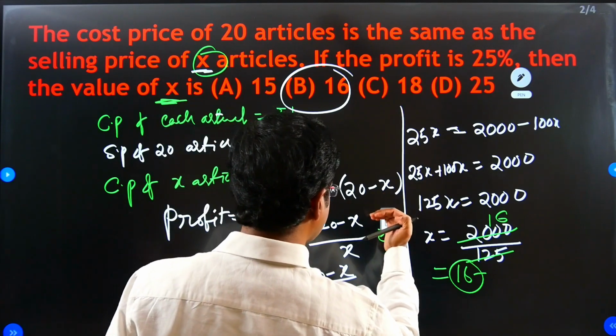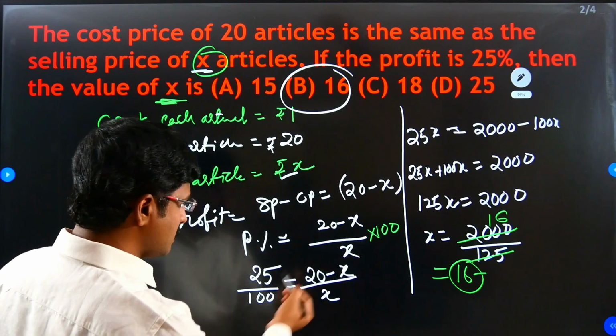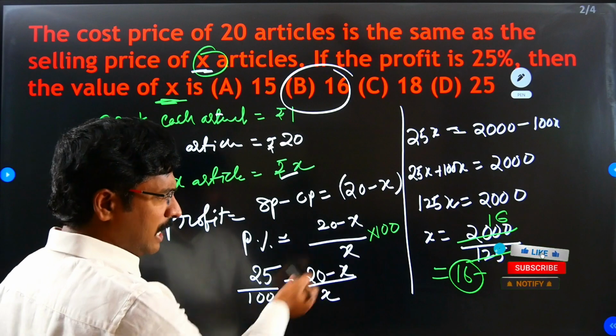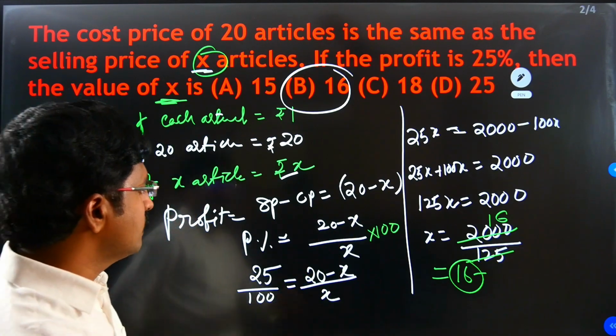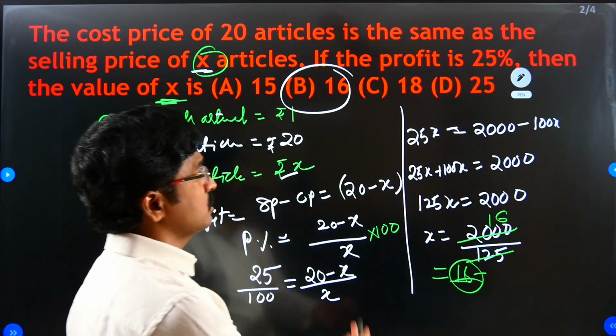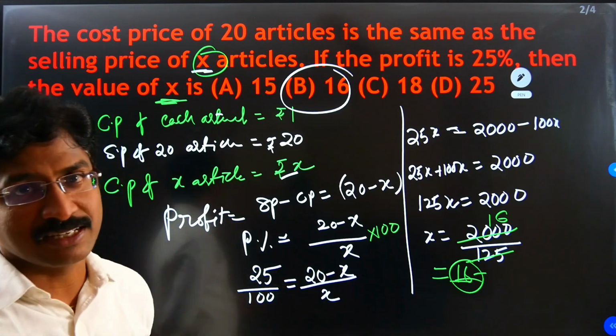Here the profit percentage is 25. So like this also you can do it. This 100 comes to this side, meaning division, no problem. Okay, next see that cross multiplication. So finally we got 16. X articles means the value of X is 16 articles, right?